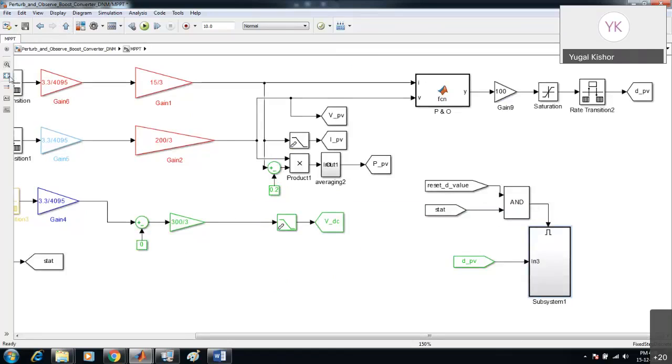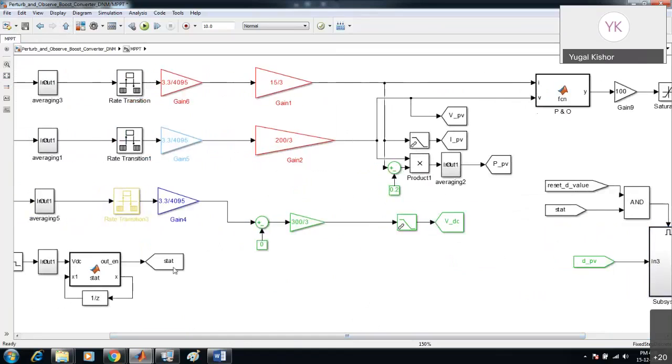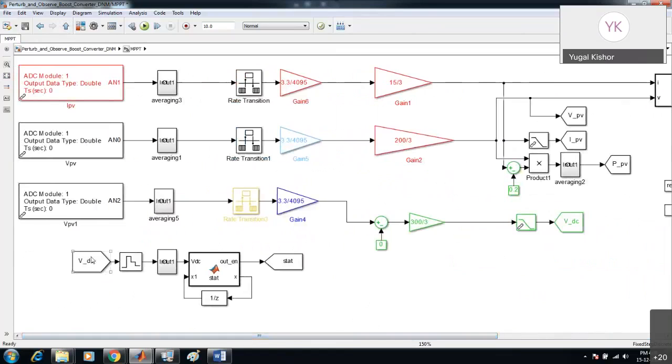And sir, what is the utility of this? There is one more subsystem. Sorry, there is one function in the downside, sir, the left side. Start, and this is for initiating the program, sir. Is that what you are talking about right now? Yes, sir. So this is just the DC link lock.